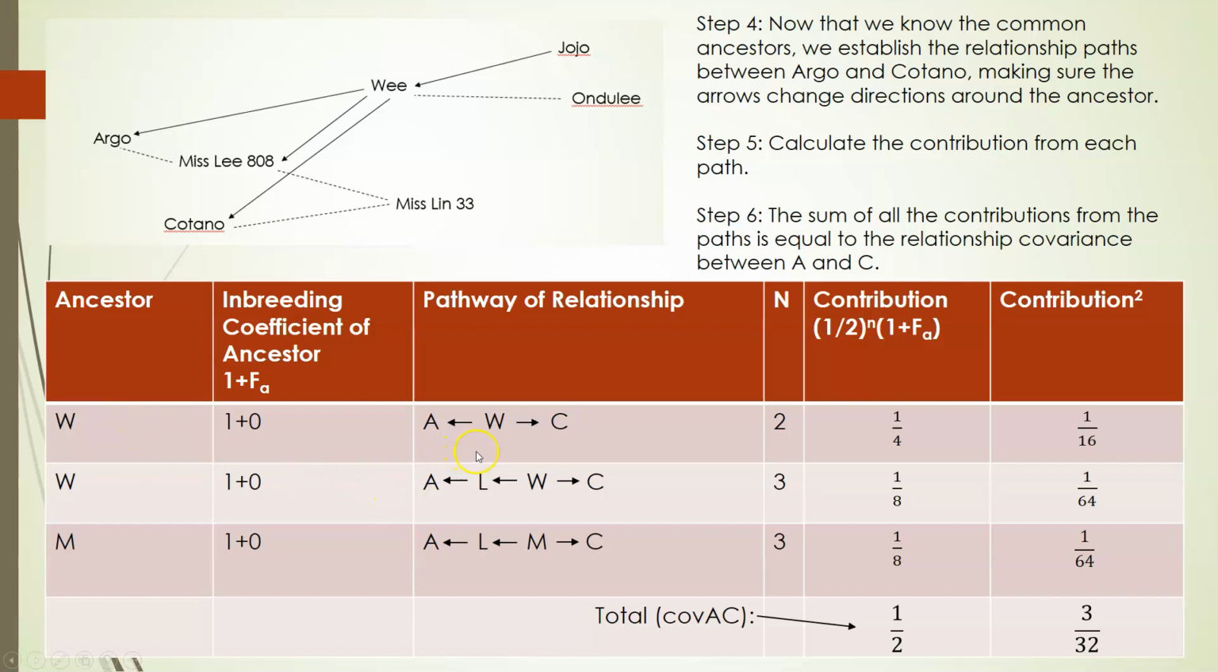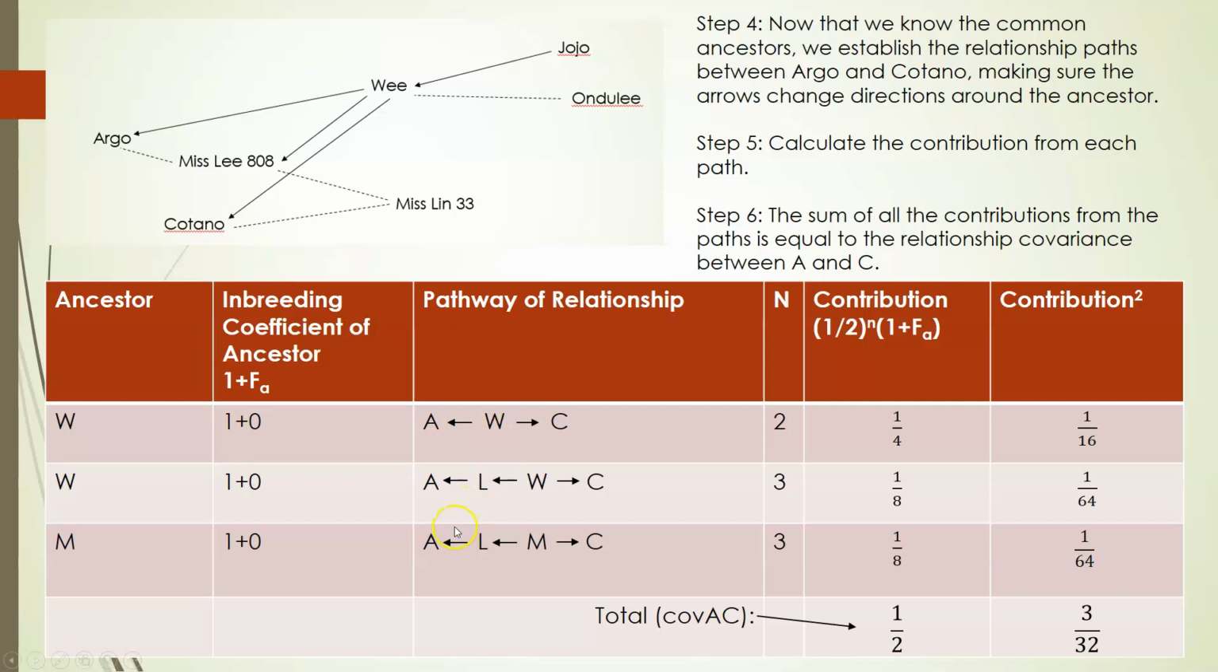So we do all the pathways. If W is a common ancestor, we know they're connected from Argo to W to Catano, but they're also connected from Argo to Miss Lee, I gave her an L, up to W, and then back to Catano. Those are the only two pathways between Argo and Catano through their ancestor W. Argo and Catano also share another ancestor, Miss Lynn, who is listed right here. Her pathway goes from Argo to Miss Lee, to Miss Lynn, and then to Catano.